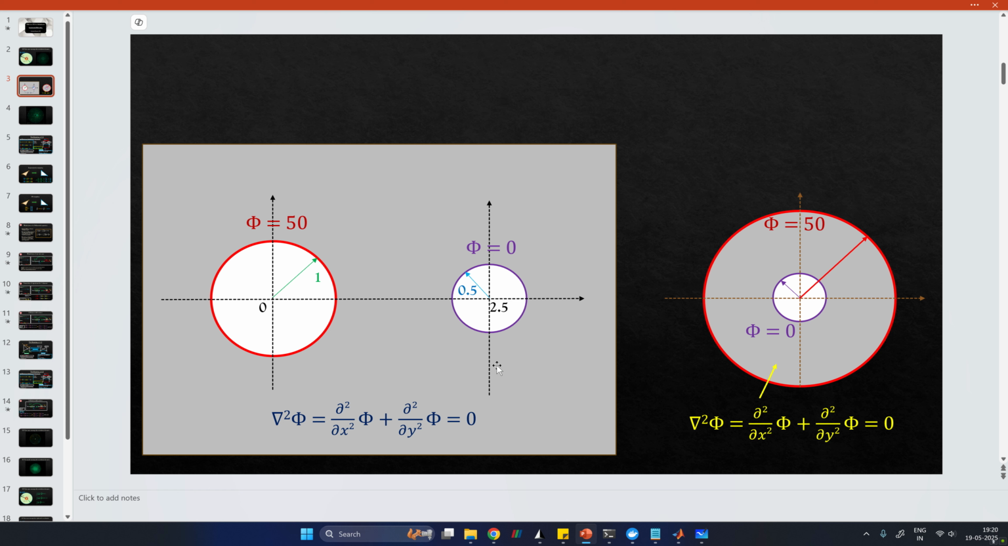And we have two circles here in an infinite domain in which the two circles have Dirichlet conditions, phi is equal to 50 and phi is equal to 0. They are just placed adjacent to each other at x coordinates of 0 and 2.5. So the y coordinates for these centers are identically 0. These are just lying on the x axis, and you have these radii defined as well.